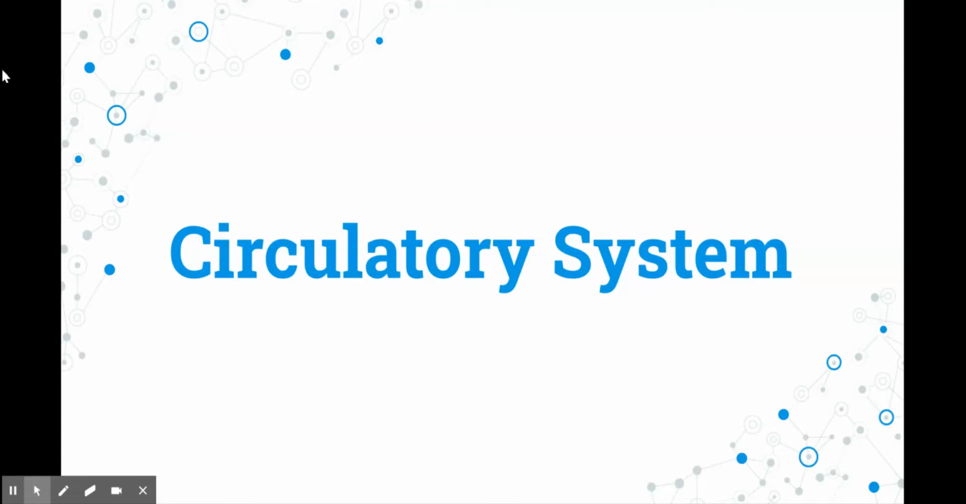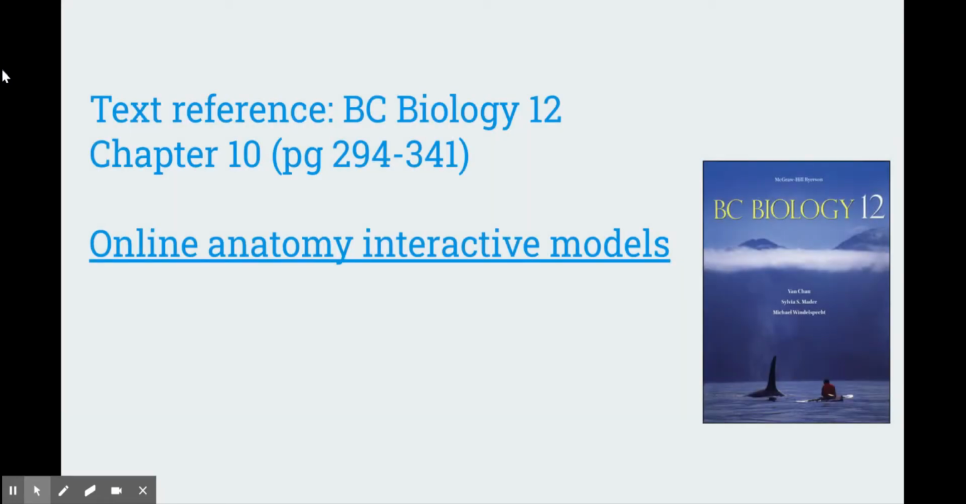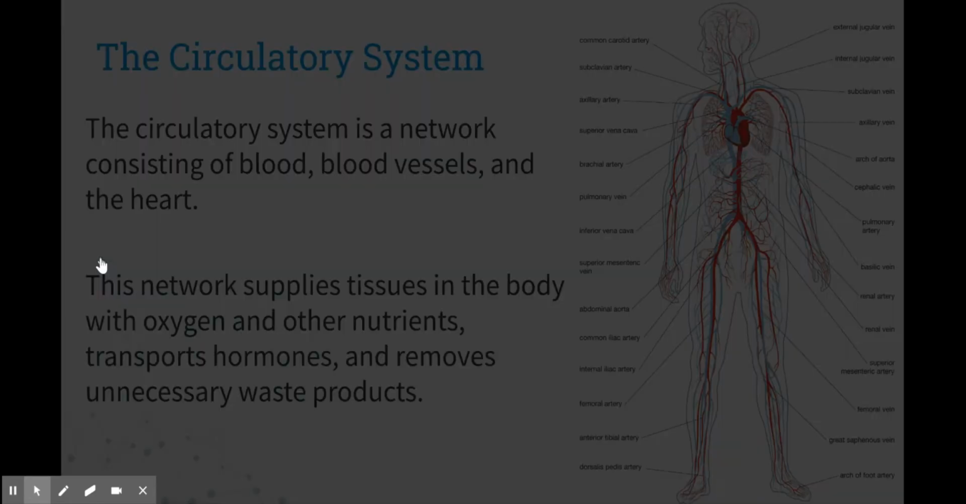This is the first lesson in the circulatory system. It's going to cover blood vessels as well as the functions of the circulatory system. All of the circulatory information is covered in Chapter 10 of the BC Biology 12 textbook, and there are a number of online anatomy models that might be helpful for you to look at as we look at some of the structures to help you visualize these things in 3 dimensions.